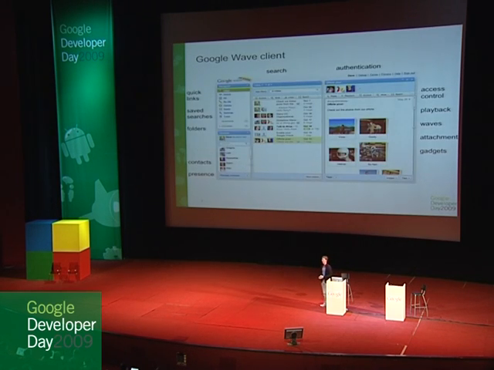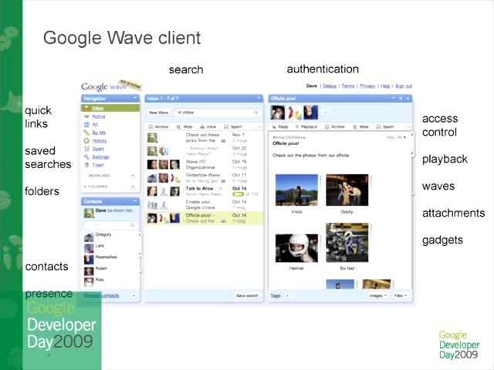So how many of you have used the Google Wave client? Okay, that's a good number. Many of you haven't, which is also exciting. So I've just got a snapshot here of what it looks like. And you can see it's a paneled environment. By default, there are 4 panels open.